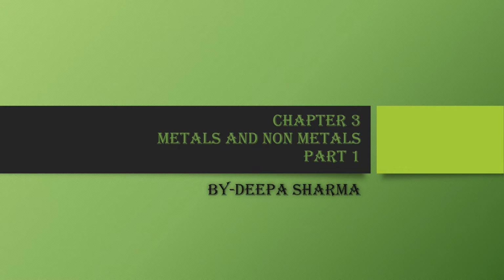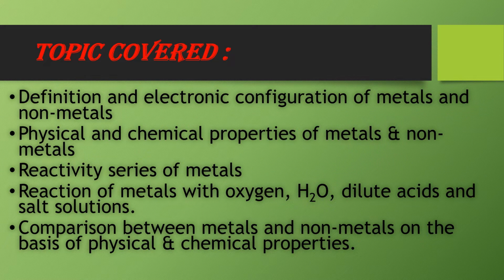Today I am starting a new chapter of class 10th, that is metals and non-metals. This is part 1 of this chapter. Topics covered in this part are definition and electronic configuration of metals and non-metals, physical and chemical properties of non-metals and metals, reactivity series of metals, reaction of metals with oxygen, water, dilute acids and salt solutions, comparison between metals and non-metals on the basis of physical and chemical properties.